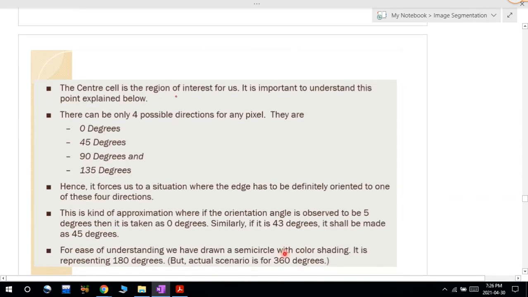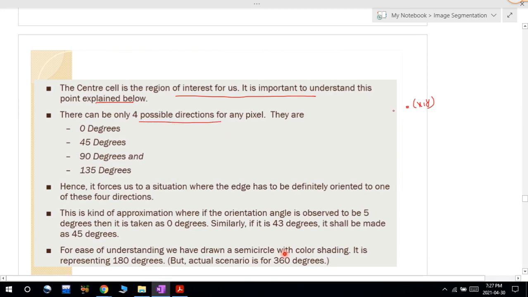The central cell is the region of interest for us. It is important to understand this point. That is the edge point that we get from the first step. After this, I can find the four directions of the pixel.